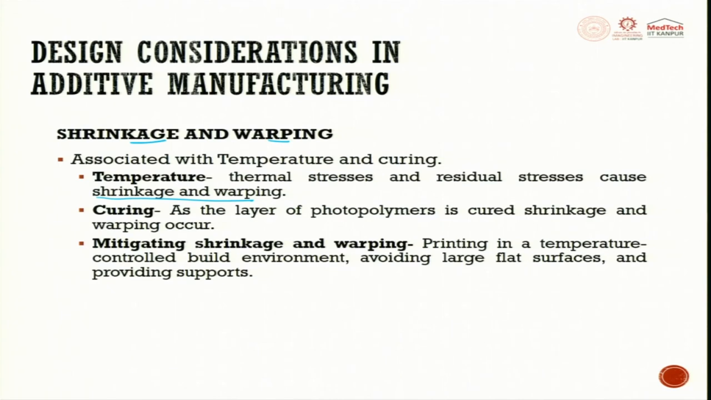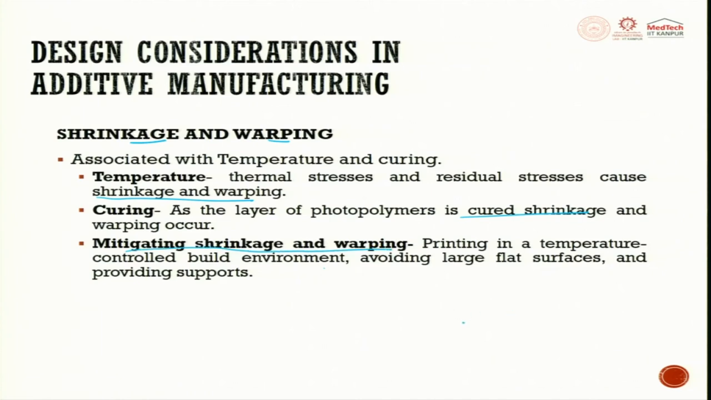Curing, as the layer of a photopolymer is cured, there is a shrinkage which happens, which is also true when we start doing selective laser melting. There is a curing and there is a shrinkage process which is attached. Mitigating shrinkage and warping: printing in a temperature controlled build environment, avoiding large flat surfaces and providing supports will try to reduce the shrinkage and warping.